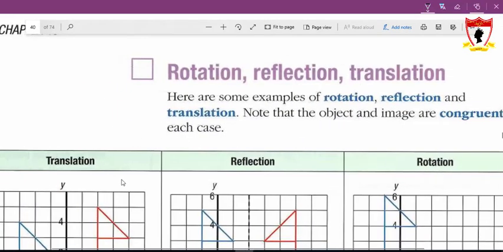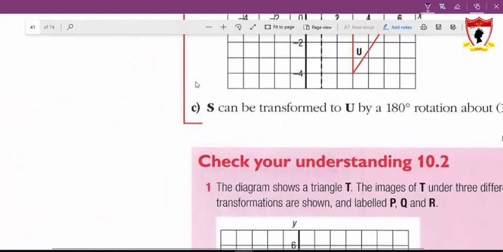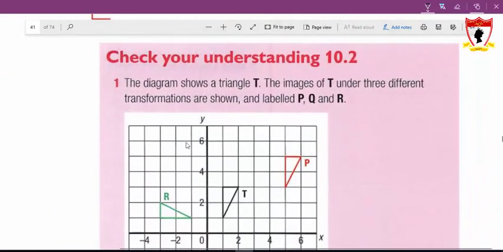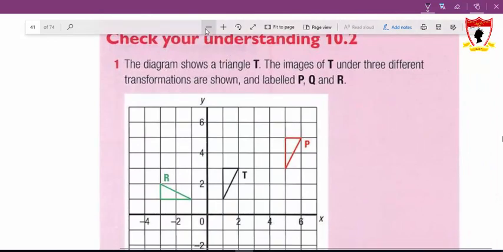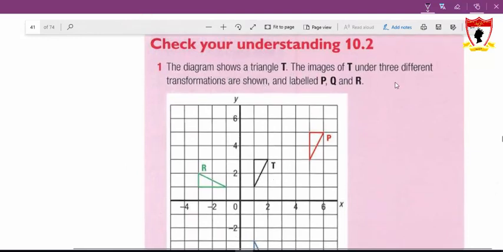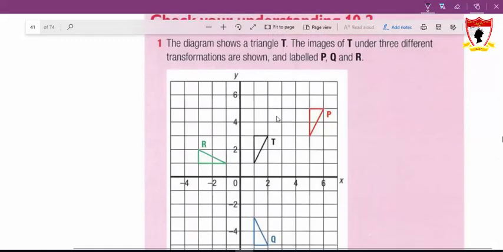Rotation, reflection, and translation. This worked example is very good to check your understanding. Then let's go to exercise 1. The diagram shows a triangle T, this black one. The image of T under 3 different transformations are shown and labeled P, Q, and R.